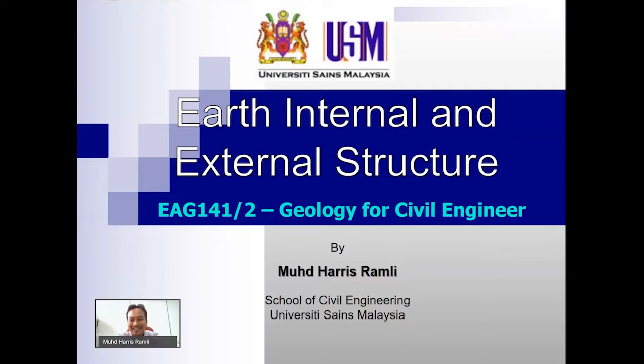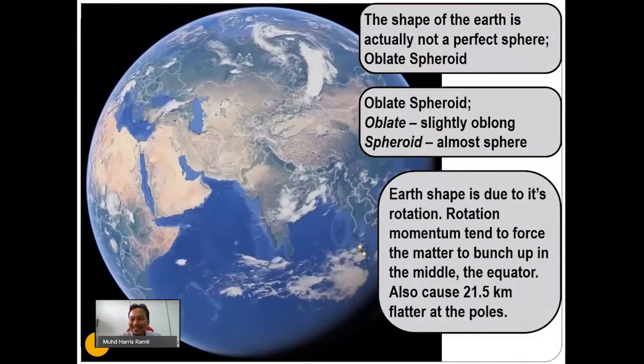This is Earth's internal and external structure. With this topic you're going to learn about what is actually inside Earth. So the shape of the Earth is actually a sphere. We think, or we thought, that the Earth is round. It is actually not round, not like the drawings you made in school. It's not a perfect round. It's actually an oblate spheroid.